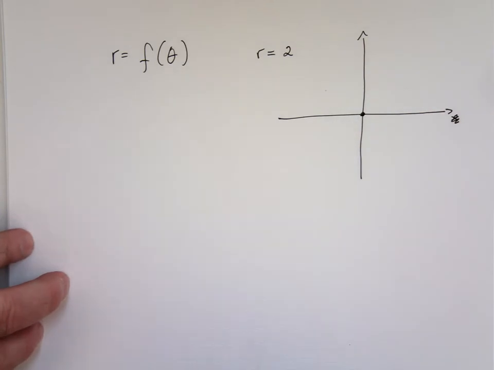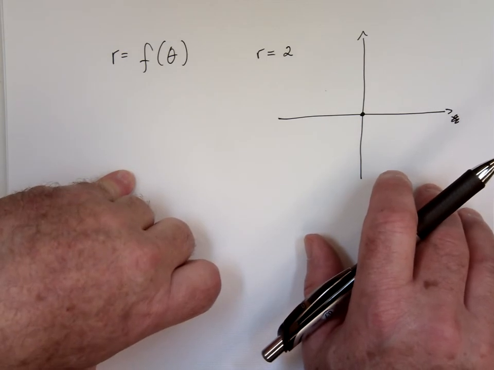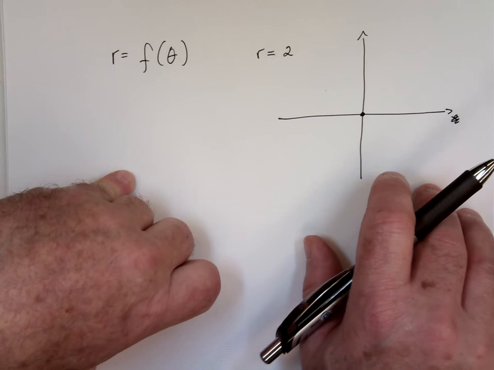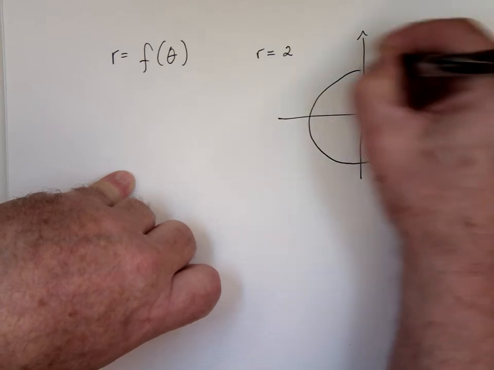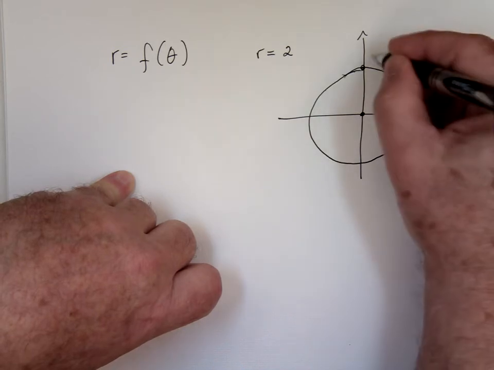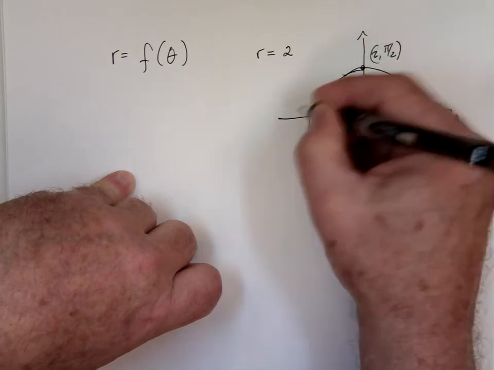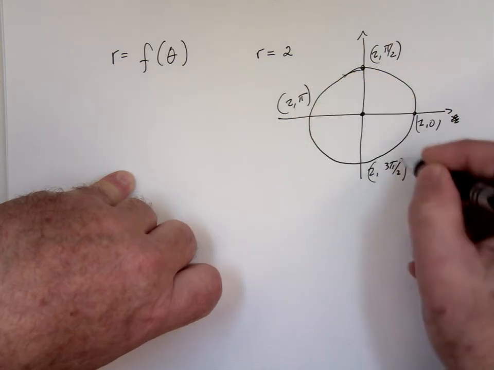What is the graph in polar of r equals 2? What set of points satisfy the condition that r equals 2 in a polar graph? Circle with radius 2. Perfect. That's exactly right. Okay? This would be 2, 0. This would be 2, pi over 2, 2, pi, and 2, 3 pi over 2. That describes that circle.